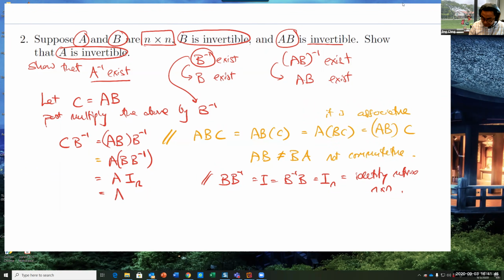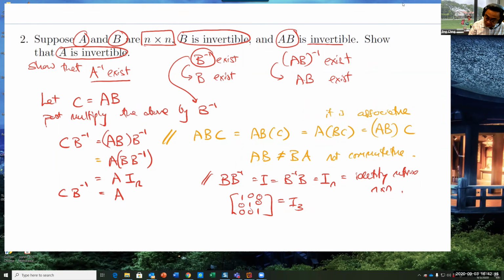So we ignore it. Remember, I is like this: 1, 1, 1. For n equals 3 it's just diagonal values of 1. That's it. If n is 4, then it's a diagonal with 4 entries of 1s. So then the question is, we're left with C B minus 1.